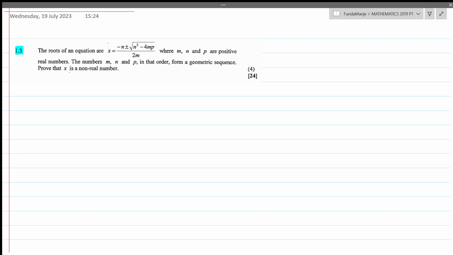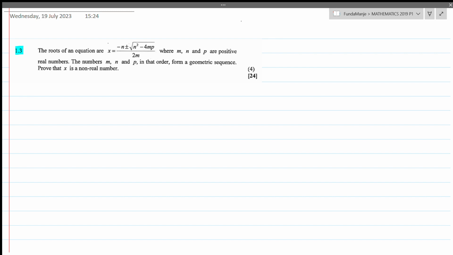1.3, we have a question that reads, the roots of an equation are x equals minus n plus or minus the root of n squared minus 4mp over 2m, where m, n, and p are positive real numbers. The numbers m, n, and p in that order form a geometric sequence. Prove that x is a non-real number.